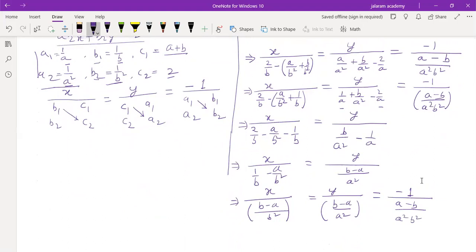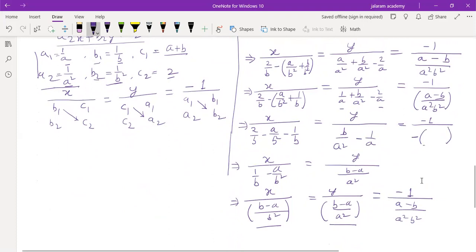Though we can do one more thing. As there is b minus a in the denominator of x, and b minus a in the denominator of y, so if we take minus 1 common, it is again b minus a upon a square b square. Is that clear to you? Understood, everyone? But then it should be minus a square b square, sir.